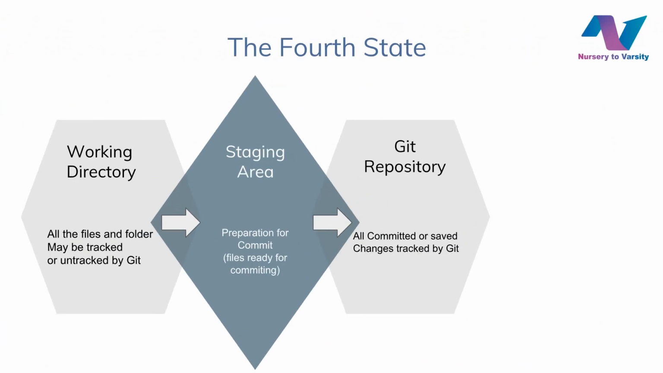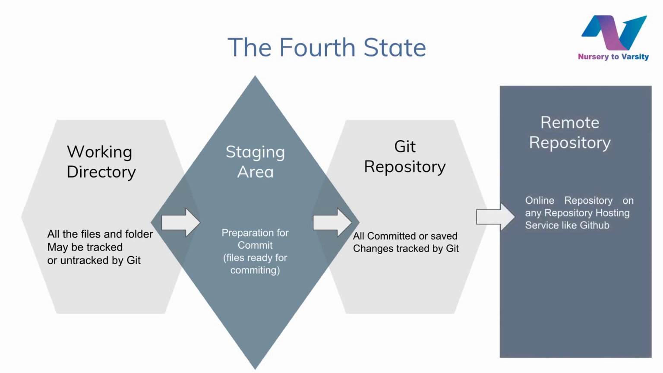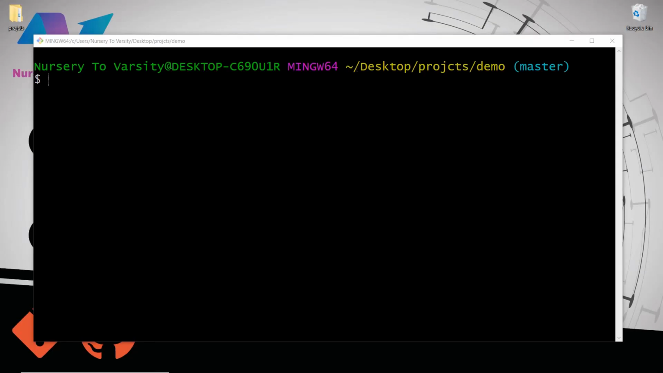Now, there is a fourth state where our files could be present. That is our remote repository. As we already know, it is an online repository present on any online repository hosting service like GitHub. So, this is all about the different states of our files. Let's move on to our next topic and see how we can add files to the staging area. To see how to add files in the staging area, we will use the demo repository we created earlier in this course. So let's create some new files in the demo repository.